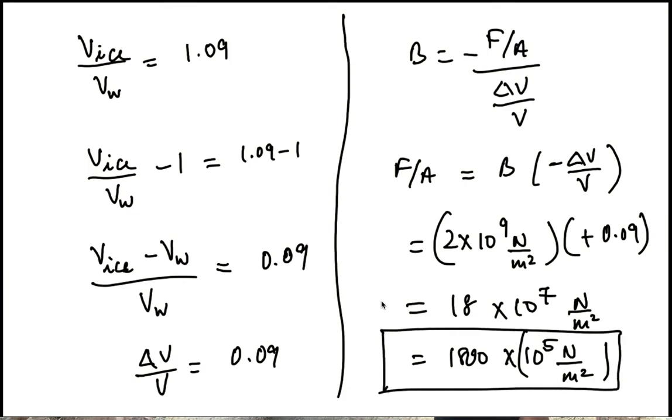And so this is a surprising number. This is 1 atmosphere, so it's 1800 atmospheres. The pressure you would have to apply to prevent ice from expanding would have to be 1800 atmospheres to maintain the same volume as the water. That's an enormous pressure.